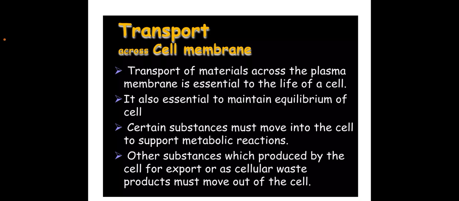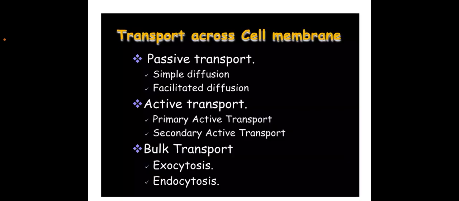And the last are the functions of the plasma membrane or cell membrane: transport across the cell membrane. Transport of materials across the plasma membrane is essential to the life of the cell. It is also essential to maintain equilibrium of the cell. Certain substances must move into the cell to support metabolic reactions. Other substances which are produced by the cell for export or as cellular waste products must move out of the cell. So transport is done through three passages: passive transport, active transport, bulk transport. We are going to discuss them one by one in detail.